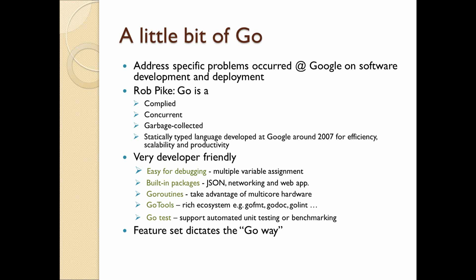So Google needs something very efficient, scalable, and productive. This history of Go dictates the syntax and some of the features. Go was created by Google in response to this software development and deployment problem. It was just taking too long, and Google needed something to speed up the development and deployment time. Rob Pike is one of the original designers of Go at Google, and he summarized Go as a compiled, concurrent, garbage collected, statically typed language developed at Google around 2007 for efficiency, scalability, and productivity.